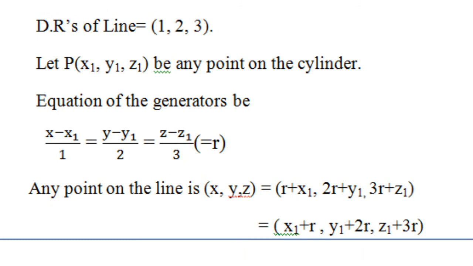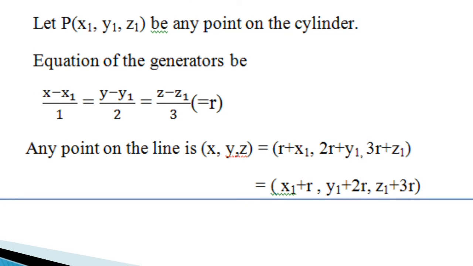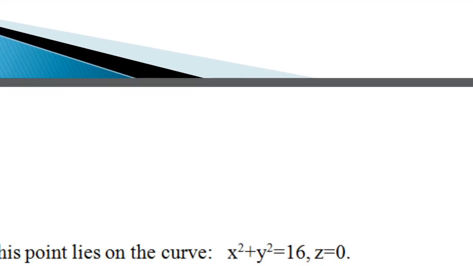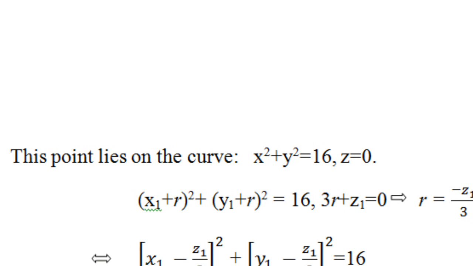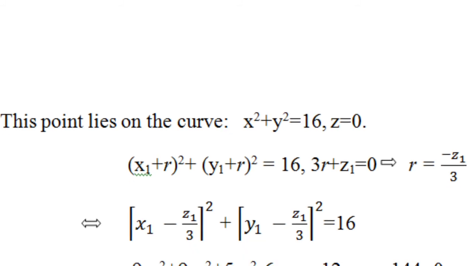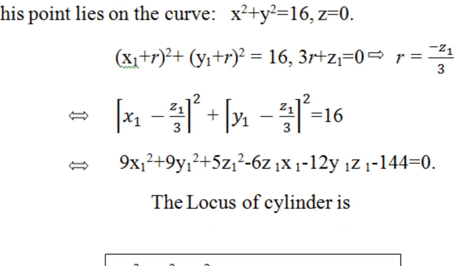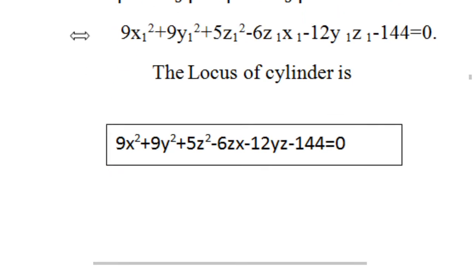After writing the point, next you have to substitute these x, y, z values in the given curve. What is the curve here? x square plus y square is equal to 16. Here there is a small typo: instead of y you have to write y1 plus 2r, right? So (y1 plus 2r) whole square, and here also there should be 2z1 by 3. If you simplify this, you will get the answer like this. Therefore the locus of the cylinder will be this one.